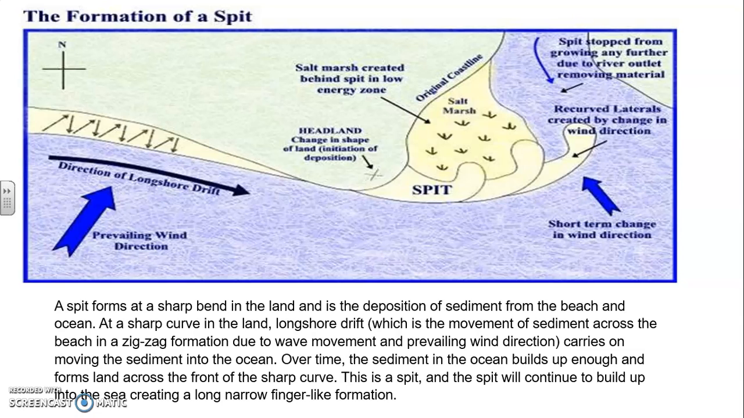Then behind the spit, because the area is sheltered, you get a lot of deposition and it can form what's called a salt marsh. Now the main thing that was missing from most of the answers that you gave me was you all said the sand and sediment moves because of longshore drift, but what you really could have done with putting in was just a little bit to show that you understand what longshore drift is. So a brief explanation of what is meant by longshore drift.